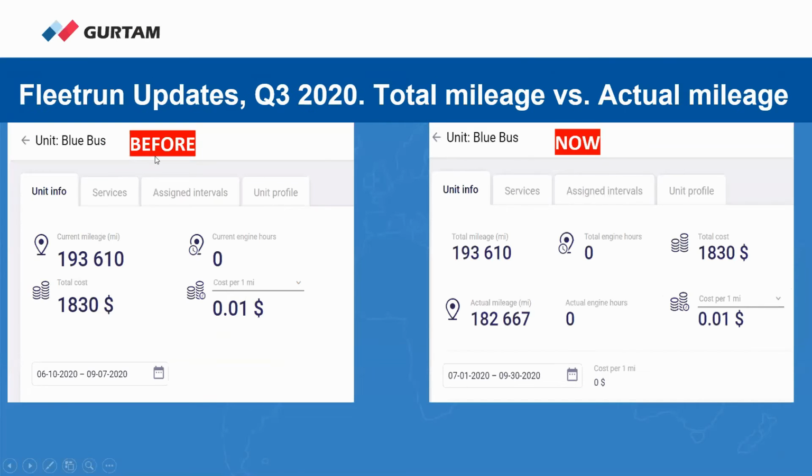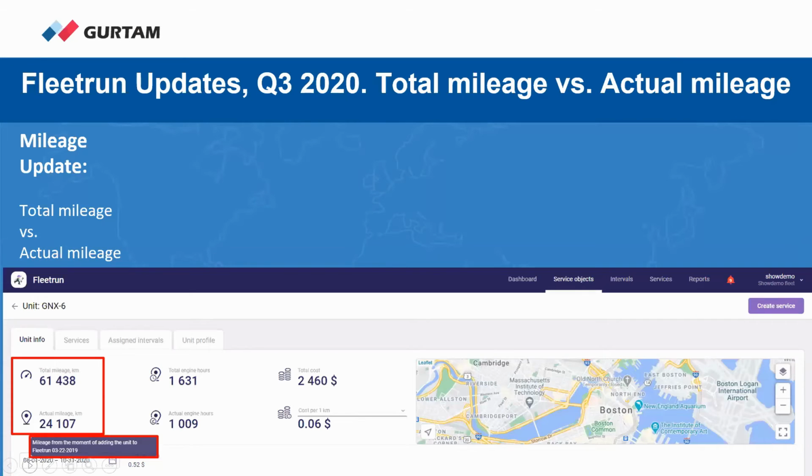So for the total mileage and actual mileage, total mileage is counted from the moment the vehicle is bought. It's basically the odometer reading. And as a reminder, previously we called it current mileage, and the calculation of cost per mile and cost per engine hour was not that accurate. Now the actual mileage is counted from the moment you started to operate the vehicle. So that's why you see this discrepancy.